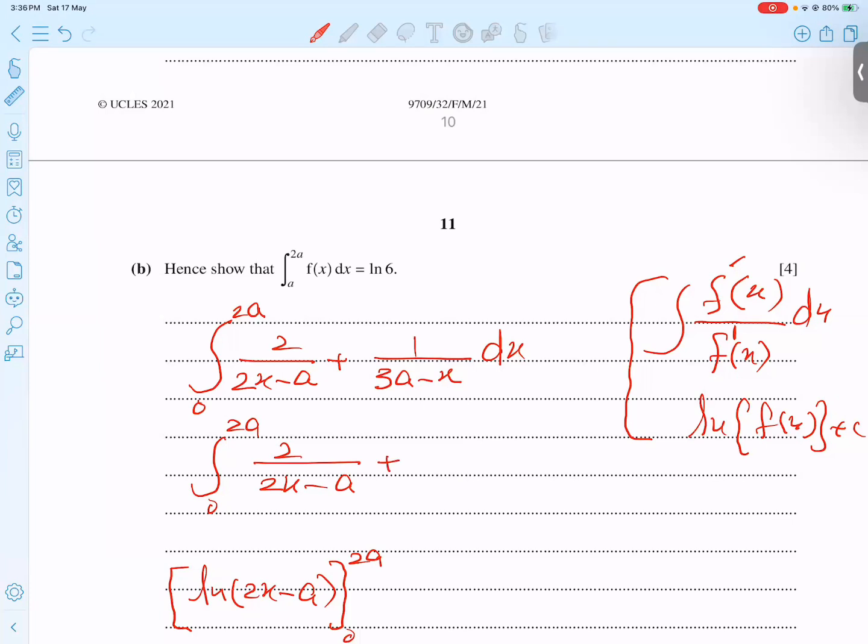So plus 1. Okay, I'm splitting. So I'm writing it now, 1 over 3a minus x. Splitting is easy to make the question. So a to 2a. This is not a 0, student. This is a. This is a. So this is a. Okay.